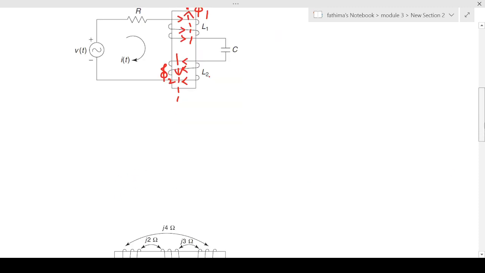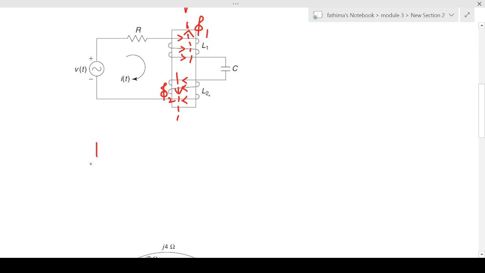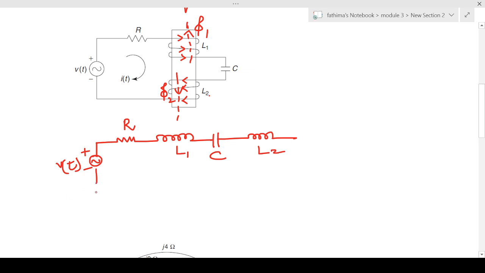So for that we can draw V of t, plus minus. So we don't have to show the core in the equivalent circuit. So R, then the first coil, that is L1, so that is in series with the capacitor C, and now we can draw the second coil, that is L2. So this is an equivalent circuit, but we have not shown the dots over here, so we have to show the dots also, then only our circuit becomes complete.